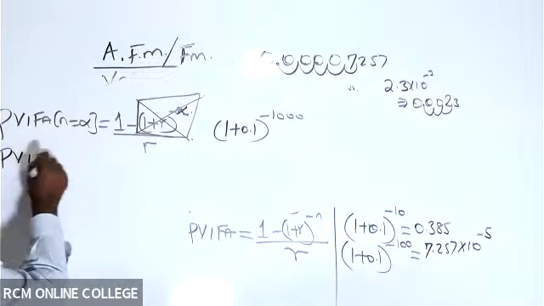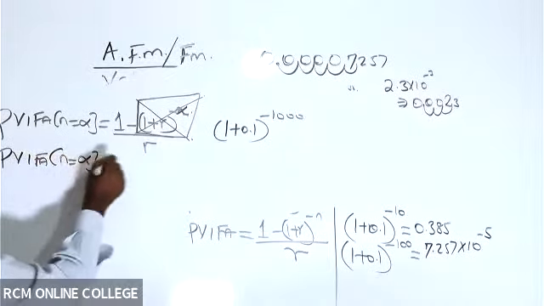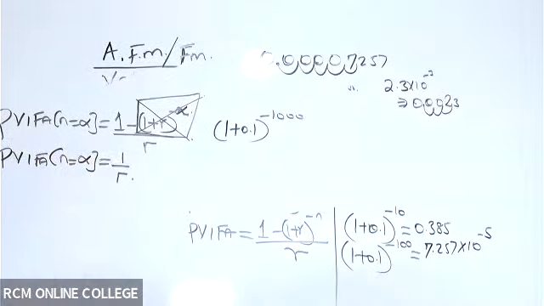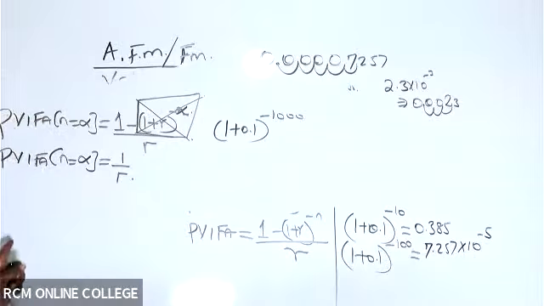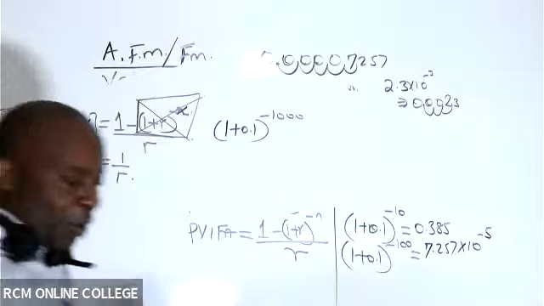So PV, when n is infinity, will always be equal to 1 over what here? 1 over r. So this is a very, very important formula for us. PV, whenever n is infinity, will be 1 over what here?